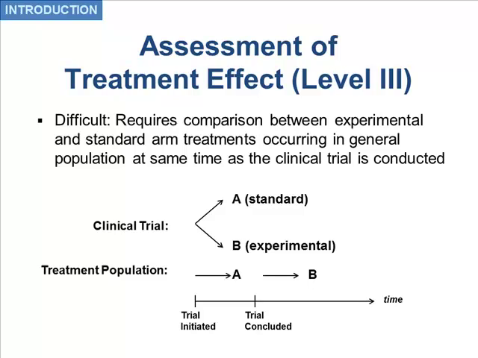Unfortunately, assessment of the treatment effect itself is difficult, since to avoid temporal confounding, it requires a comparison between experimental and standard arm treatments occurring in the general population at the same time as the clinical trial is conducted, which is not supposed to happen, although occasionally it does.